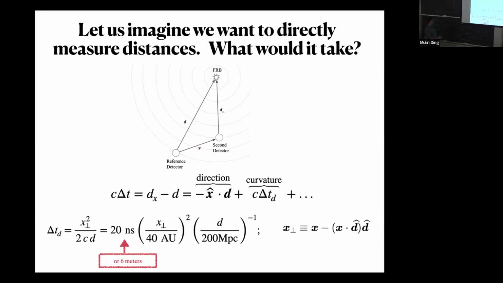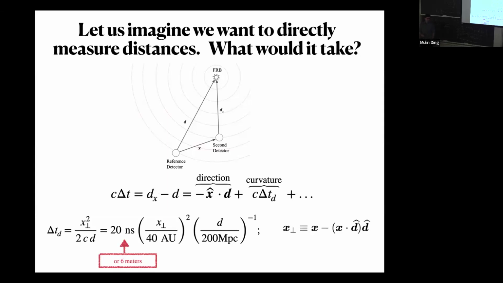And so then we can just evaluate. If I have detectors that are separated by 40 AU, and this canonical 200 megaparsecs, then we're talking about a 20 nanosecond effect, this extra curvature delay, or converting that to distance, 6 meters. All right, so this is what we want to detect. Not only do we want to detect it, we want to measure it very precisely to constrain distance precisely.